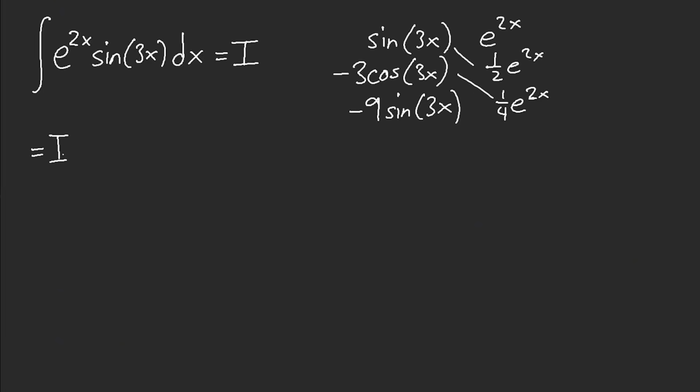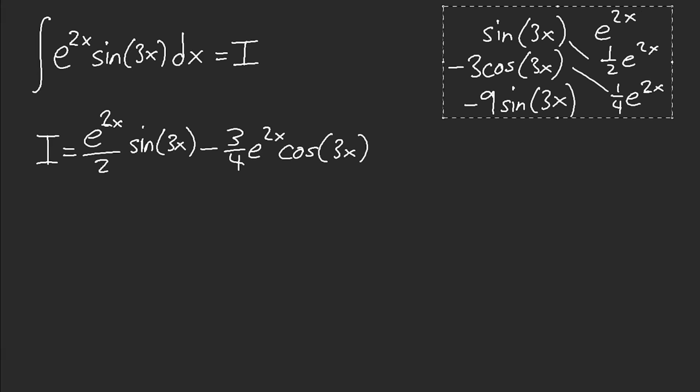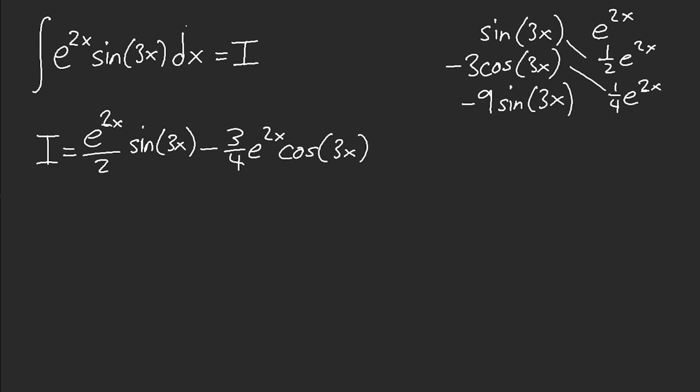Now, this is I, right? This is I. This here, e to the 2x over 2 sine 3x. Okay. And then here we get minus 3/4 of e to the 2x of cosine of 3x. Let me move this just a bit there. There we go.